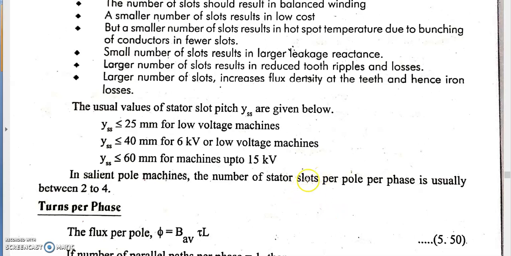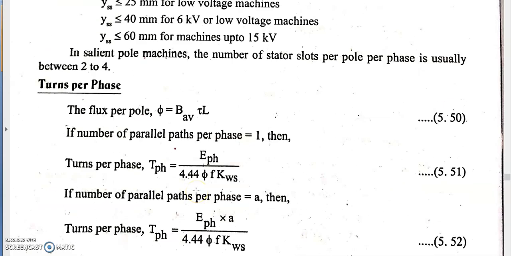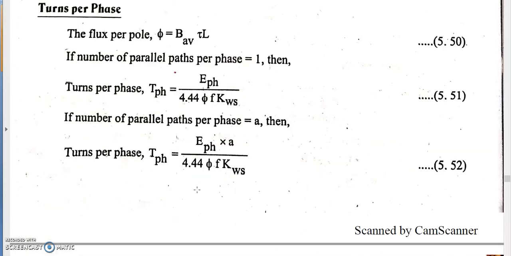So based on these two we will be calculating, because here this Q is also slots per pole per phase, and slots we will be calculating by assuming Q values, and then YSS. With the YSS value we will be verifying. The common value between this YSS and this Q value will be the final value of total number of armature slots or stator slots. And slots we have calculated, and then we will be calculating the conductors.